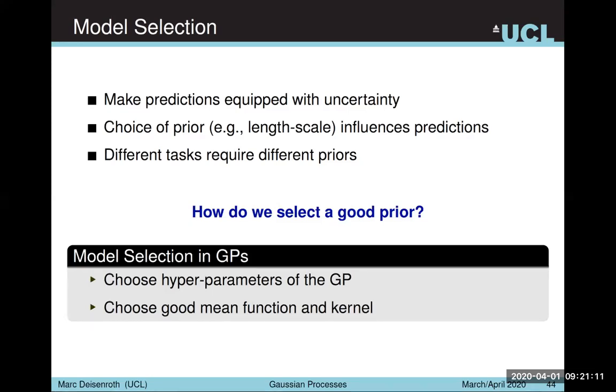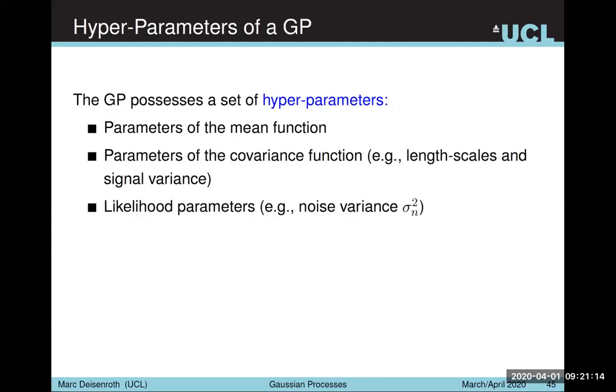I'm going to start with the hyperparameters. So the Gaussian process has a bunch of hyperparameters, which we can think of maybe as the parameters of the mean function, but also the parameters of the covariance function, so length scale parameters and signal variances, but also the noise variance in the likelihood. We call them hyperparameters because they control the distribution of the function, but they do not directly control the data. So they are higher level parameters.